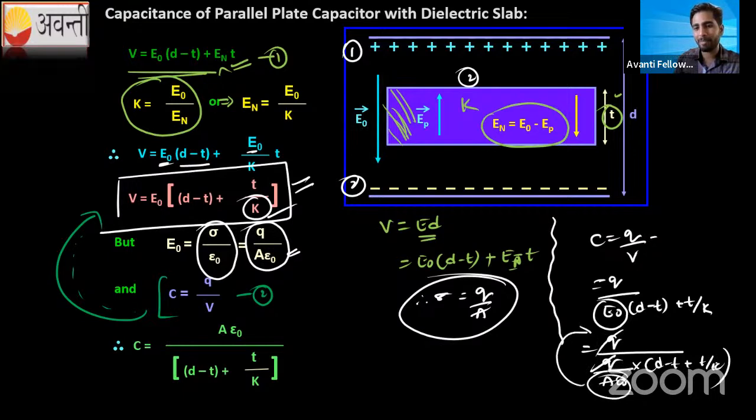This term will come to the numerator. Now if it comes to the numerator, here see, A epsilon naught divided by D minus T plus T by K. This is, guys, actually the value of capacitance. The value of capacitance. Is it clear now? Tell me. Is that clear?